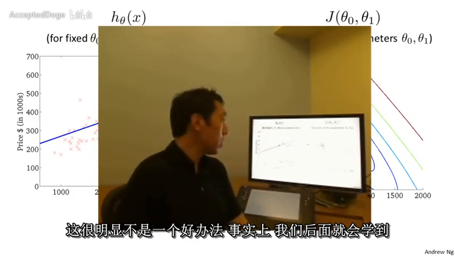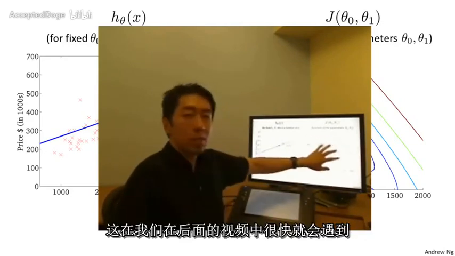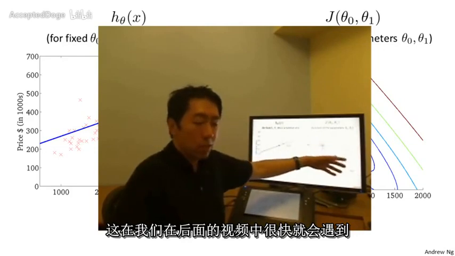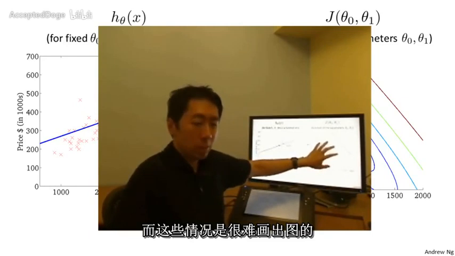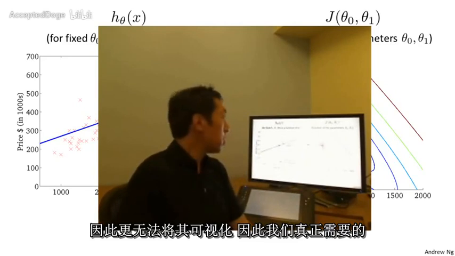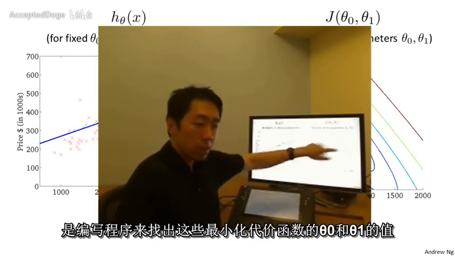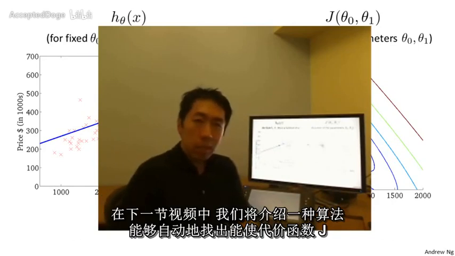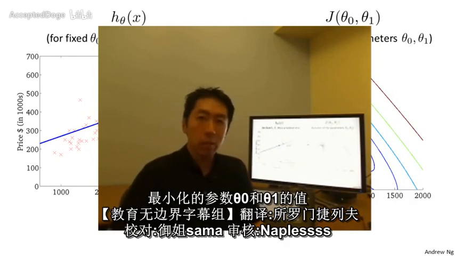In fact, we'll see later, when we look at more complicated examples, that we'll have higher dimensional figures with more parameters. We'll see later in this course examples where this figure cannot really be plotted, and it becomes much harder to visualize. And so what we want is software to find the values of theta 0, theta 1 that minimize this function. In the next video, we'll start to talk about an algorithm for automatically finding the values of theta 0 and theta 1 that minimize the cost function J.